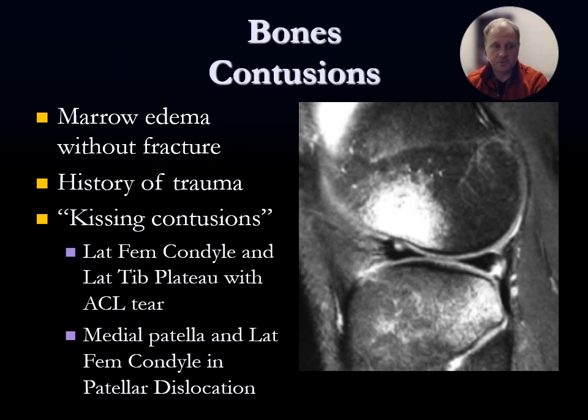Bone contusions, where you have marrow edema without fracture, should be associated with a history of trauma, and there are multiple mechanisms of injury that will give you kissing contusions. So, for example, if you have contusions in the lateral femoral condyle and the posterior lateral tibial plateau, as in this case, that would be a common setup for an associated ACL tear, and you can describe those bone contusions like that. Another good example is the lateral patellar dislocation, where you'll have contusions in the medial patella and the lateral femoral condyle.